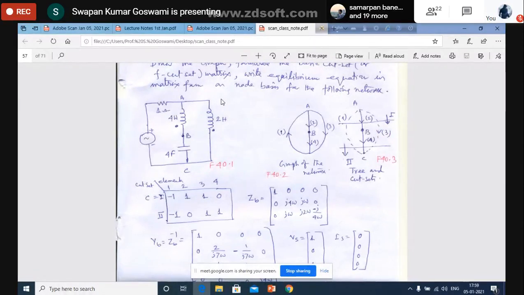For any element, the direction we have assumed with respect to A B, this is downward. That means we are assuming that in this direction current is positive for this element. For this element in this direction current is assumed to be positive.